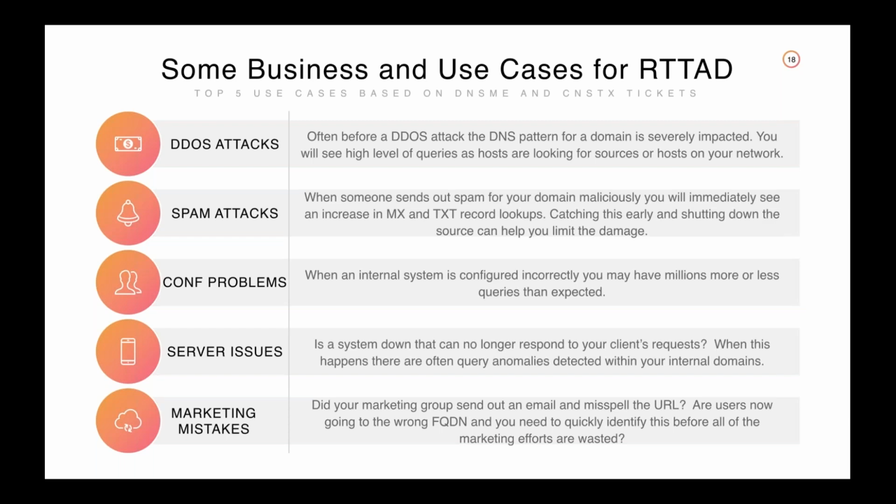Often before a DDoS attack, the DNS pattern for a domain is severely impacted, right? You're going to start seeing random queries generated for your host name, and you're going to see this spiking, and you're going to see it in little tiny pockets at times. And this is something that usually people are doing to try to figure out what's in your domain space, right? Can we filter it here? Or can we send a few packets here? Can we send something here?